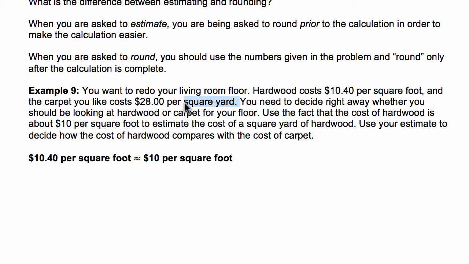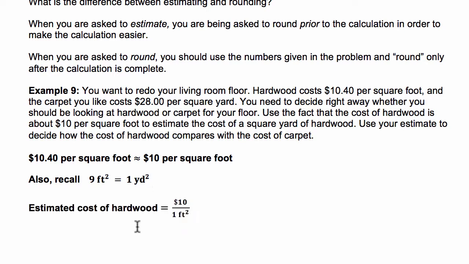In order to compare apples to apples, we will need to convert the cost of hardwood to dollars per square yard or the cost of carpet to dollars per square foot. To do either of these conversions, we will need to recall that there are 9 square feet in a square yard. We calculated this equivalency in example 7. Now we can use dimensional analysis to do our conversion. Let's convert the cost of hardwood to dollars per square yard.